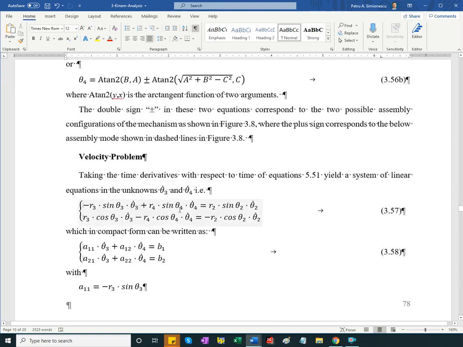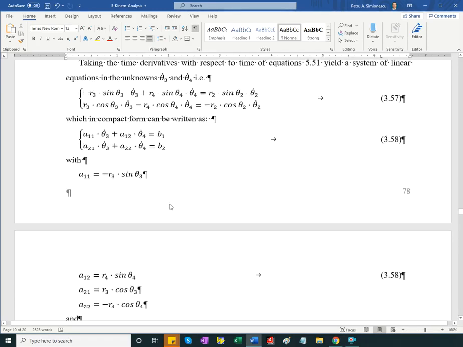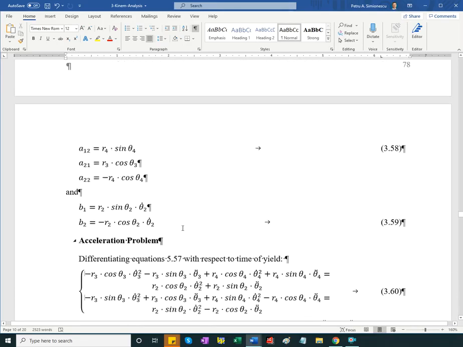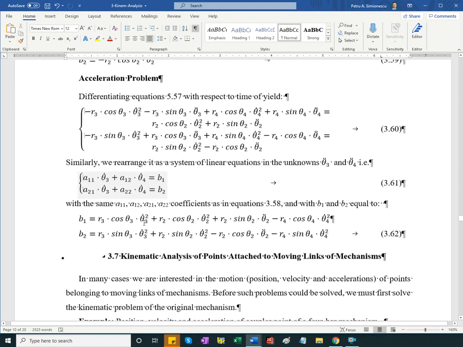So for velocity, take the time derivative, and it yields a pair of two linear equations in two unknowns. Easy to solve, Cramer's rule. And then for acceleration, you take the velocities and evaluate the time derivative of the velocity equations, and you get the same linear equations with two unknowns, with b1 and b2 differing, a11, a12, a21, a22 being the same.